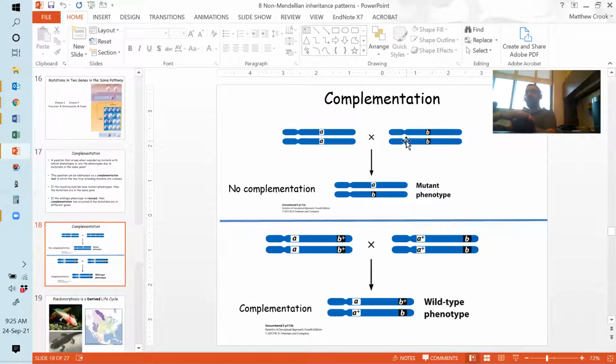So essentially, if they're in the same gene, so A and B are different alleles of the same gene, if you cross those two homozygous recessive individuals together, what you'll end up with is a heterozygote. Actually, I haven't mentioned this to you, but this is called compound heterozygosity.